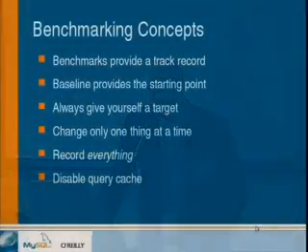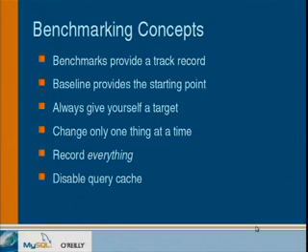So change only one thing at a time. Pretty basic concept, but it goes a long way in benchmarking. If you change two things and you rerun a test, how do you know which one of those two things actually affected the difference between the two tests? So always change one thing at a time and rerun the benchmarks.